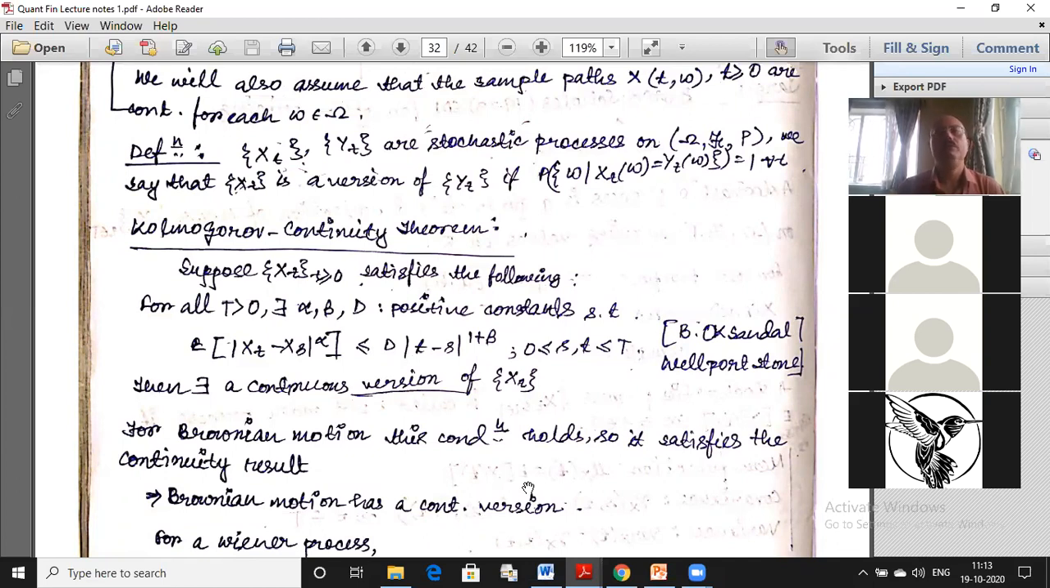Okay, so in probability terms, I am doing nothing. All I am saying is I can always safely assume that the Brownian motion I am working with has continuous sample paths. Is that clear?